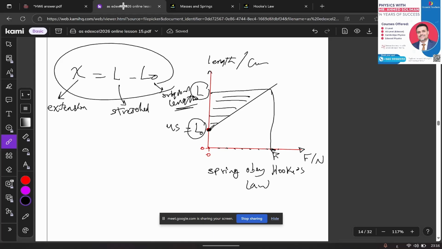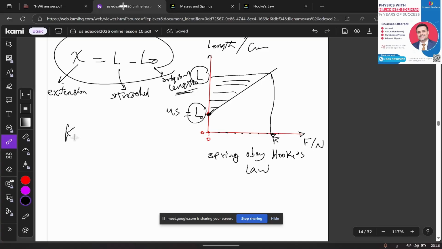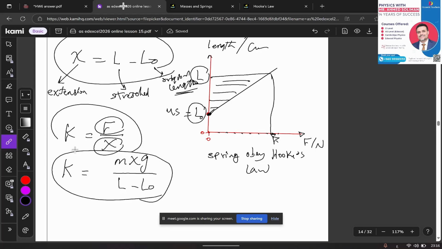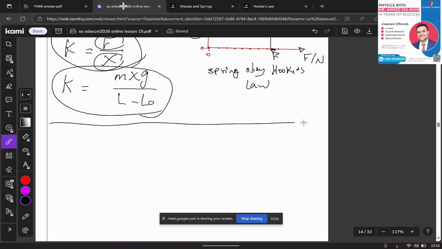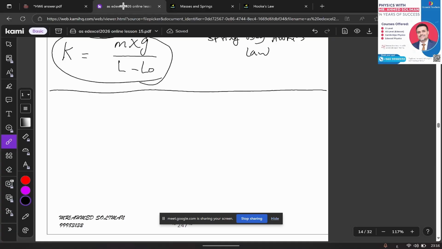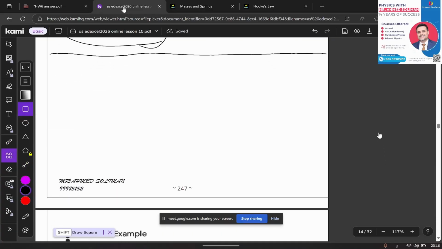Okay? And we said also K equals F over X, right? So we can write K equals, we can replace F by mg, because the force is equal to the mass added multiplied by g, and we can replace x with L minus L0. So all of this can be used to find the spring constant. Okay, so now we have these four graphs.